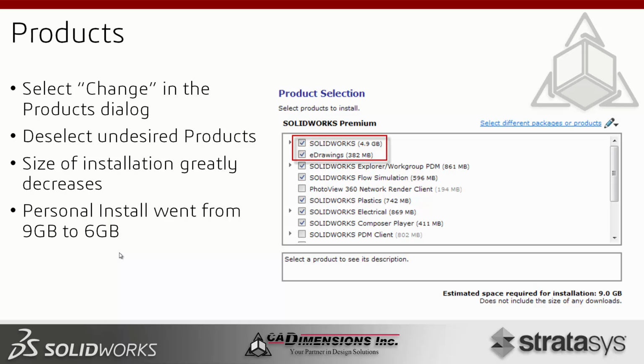What you'll notice is my personal install went from 9 gigabytes down to 6 gigabytes. So that's 3 gigabytes of space that I am now saving for other things. So just double check what's getting installed, because if you don't need it, or if you're not going to use it, or if you don't even have a license for it, you don't have to get that installed.